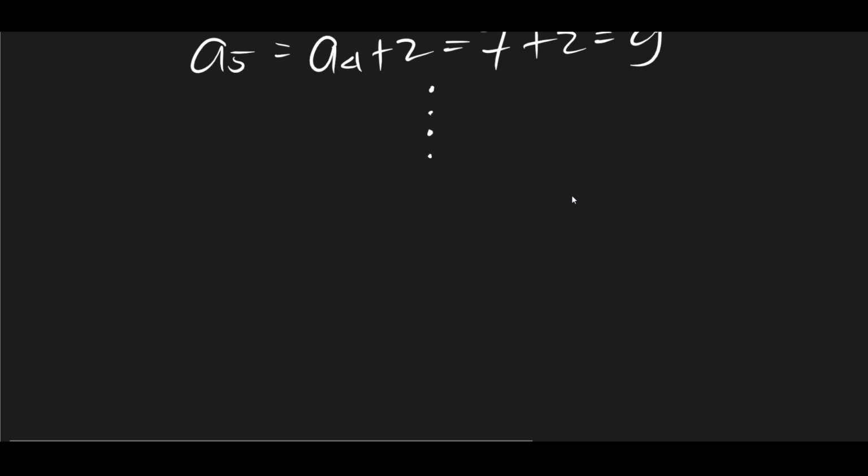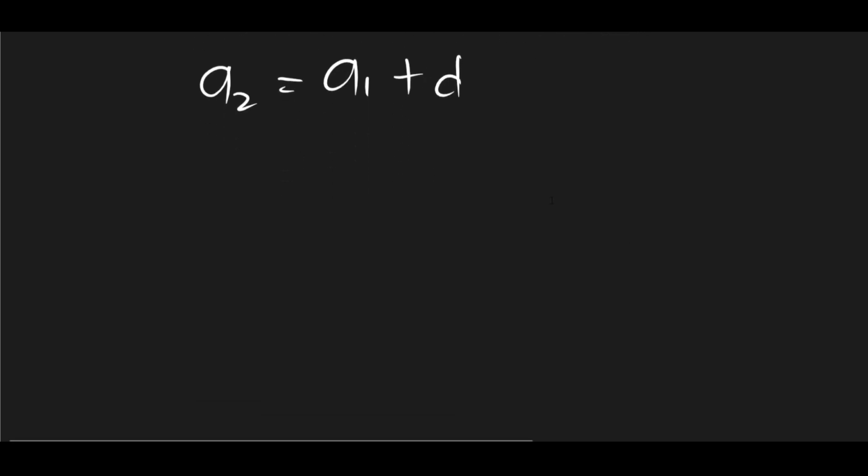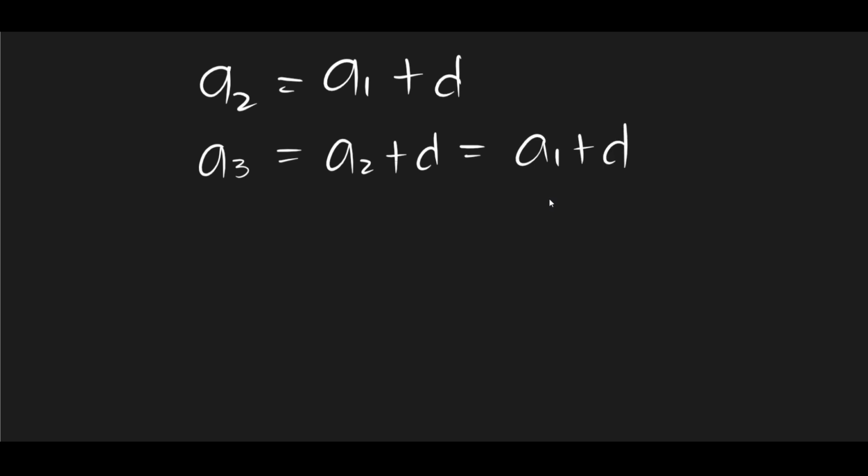Okay, so let's start with a2. We know that a2 is equal to a1 plus d, right? How about a3? a3 is equal to a2 plus d, but a2 is equal to a1 plus d, and then plus d again.